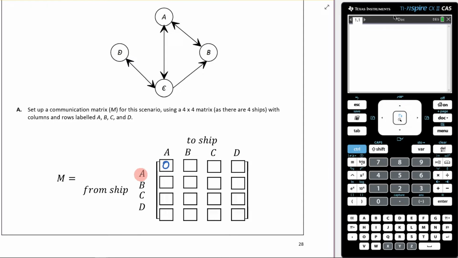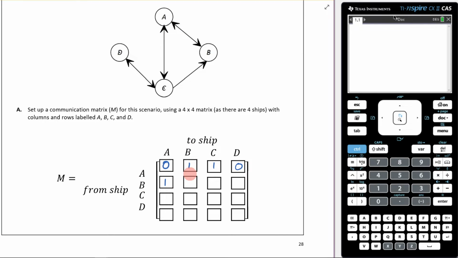All right, can A speak to B? And it can because there's an arrow there, so we put a 1 there. Can A speak to C? A can speak to C because there's an arrow there, so we put a 1 there. Can A speak to D? There is no direct communication between A and D, so we put a 0 there. Can B speak to A? Yes, because we've got that arrow there, so we put a 1 there.